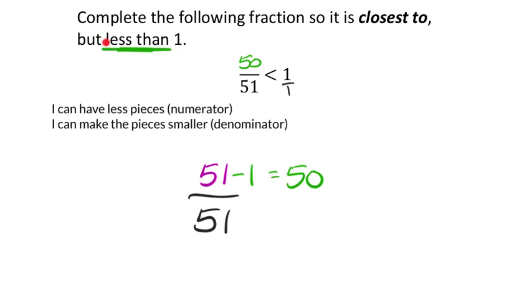Now think about this. Let's say that it said greater than 1. Well, then I would have to have added 1 piece to my 51 to make 52. That gets me just a little bit above 1, but as close to 1 as I can get if the denominator will remain a 51.